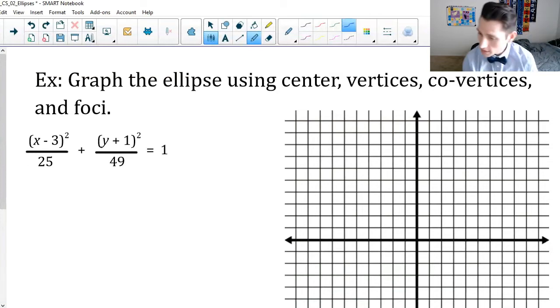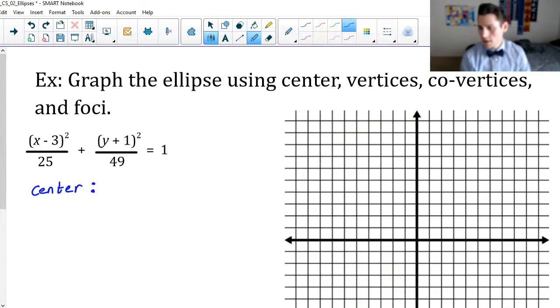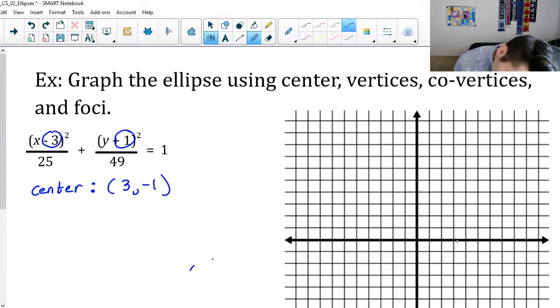Okay, so we're going to find all this stuff. So first up, the center. The center for an ellipse is still (h, k). All right, so I'm still looking at these values, and I change the sign. So +3, -1. There's my center.